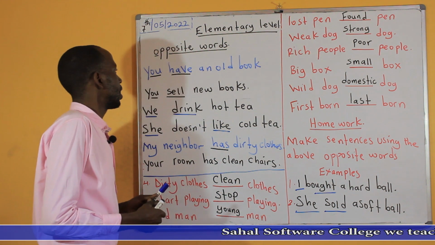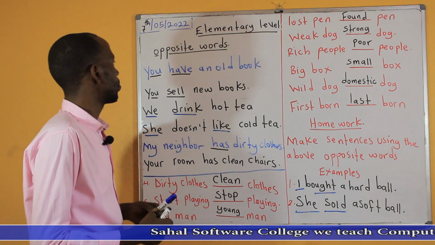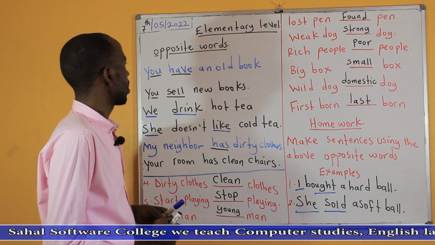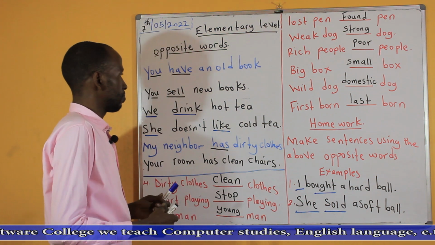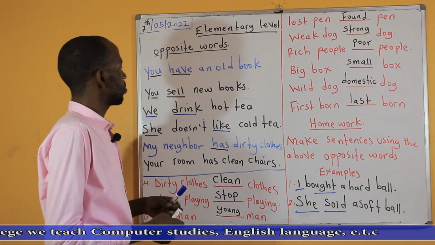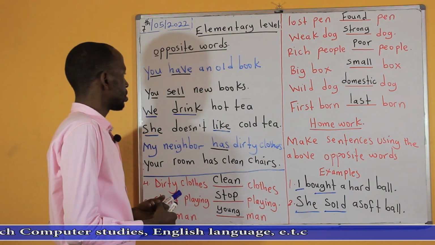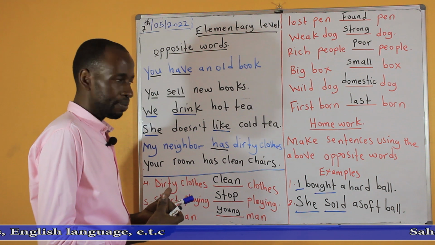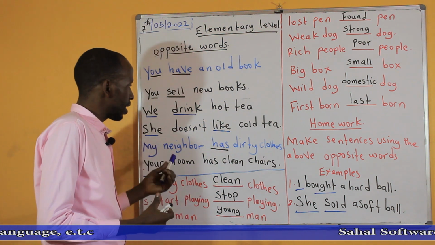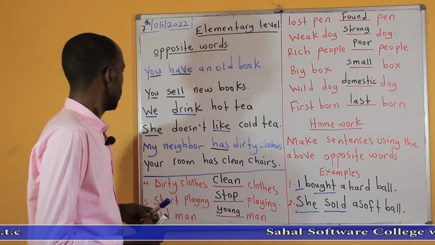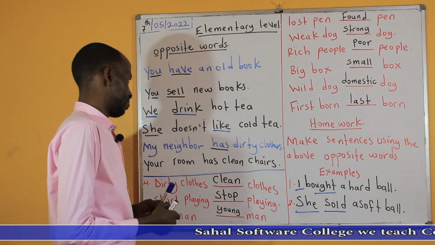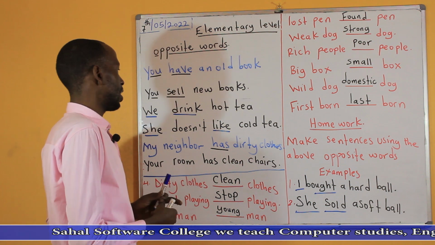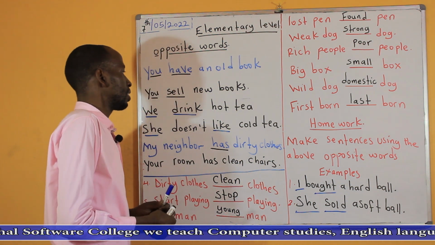Then here, you have an old book. Do you have an old book? This is present simple. You sell new books. Do you sell new books? We drink hot tea. Do we drink hot tea? She doesn't like cold tea. Doesn't she like cold tea?